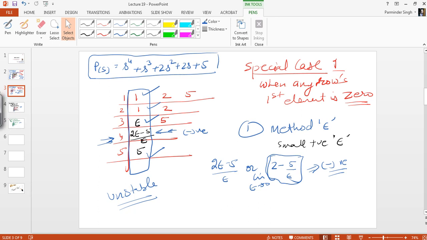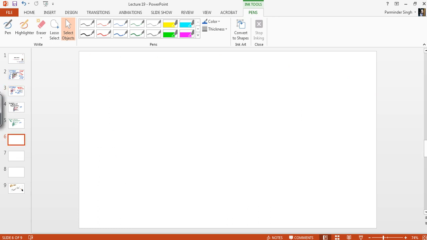So you can approach by any method for this type of special case where the first element in any row is 0. So that's your special case. Clear? Then we have another special case, which is where all the elements in any row are 0.